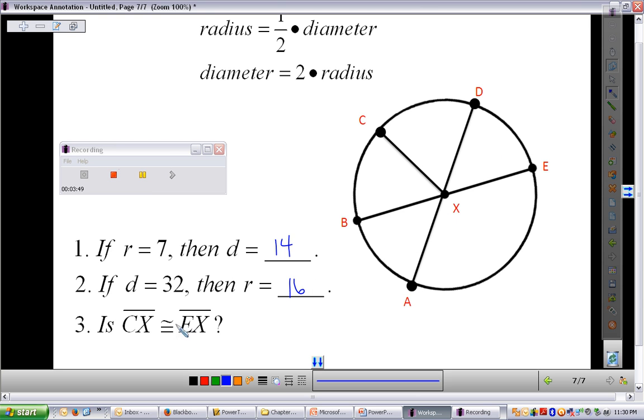Looking at this figure here for number 3, is CX congruent to segment EX? Here is CX right here. Here is EX right here. Again, E is a point on the circle and C is a point on the circle. They both end at X. Therefore, this is circle X, making them both radii. So I would say yes, they are. All radii of circles, no matter where they are, are congruent.